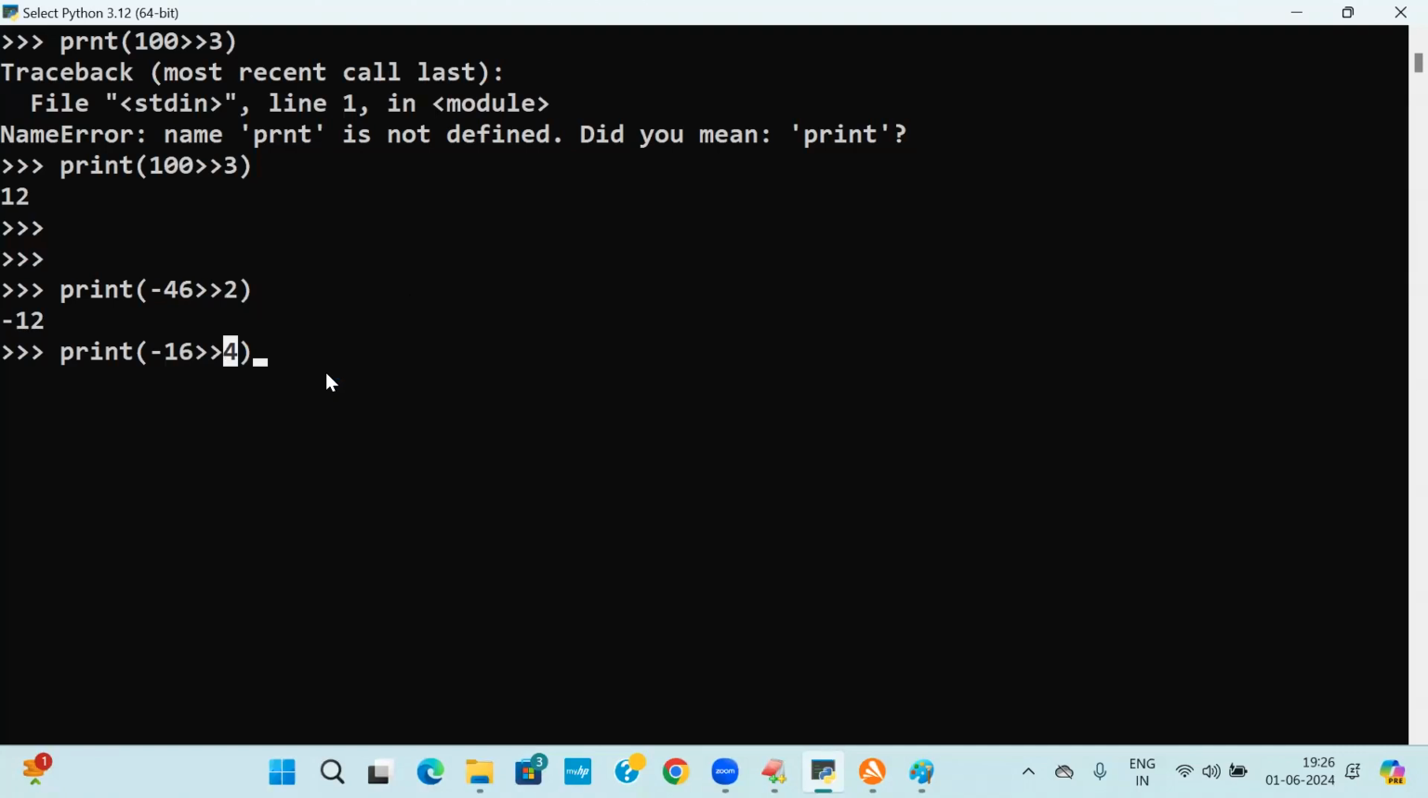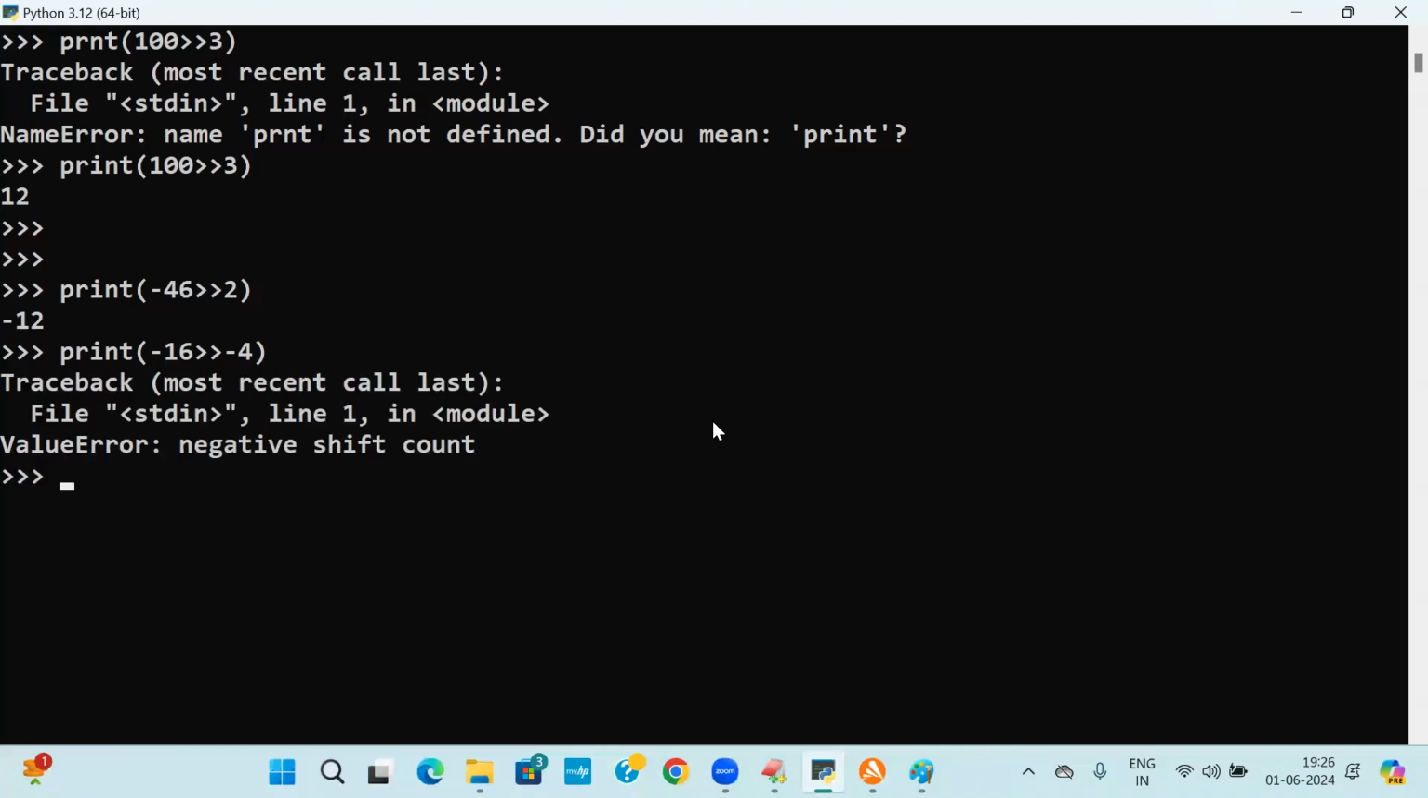A value that is negative means no value, and you will get an error. See, if you take minus 4, you will get a value error. This is a bit. Now, bit I'm not taking.